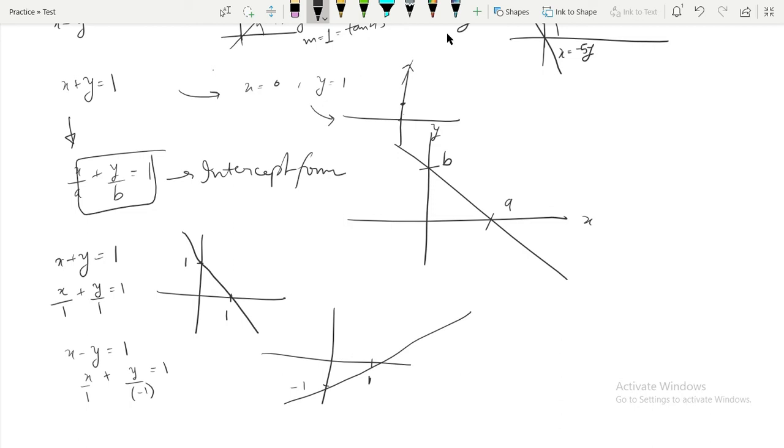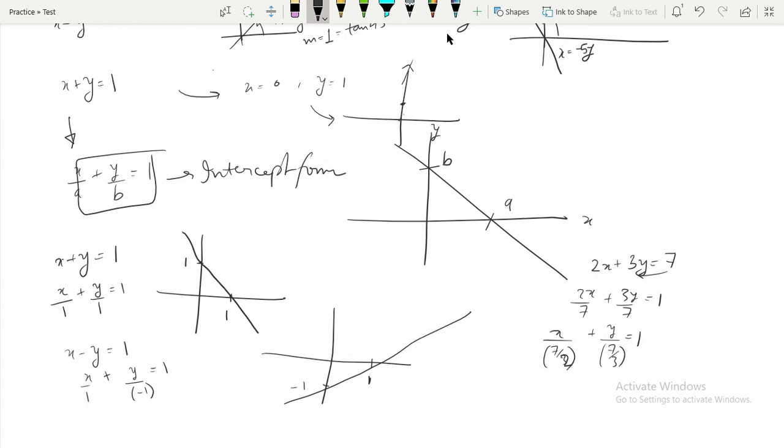Now similarly, if anyone asks you the equation of the line is 2x plus 3y is equal to 7, how are you going to plot this line? So we can write it, moving the 7 here, as 2x by 7 plus 3y by 7 is 1, or we can write it as x by 7 by 2 plus y by 7 by 3 is 1.